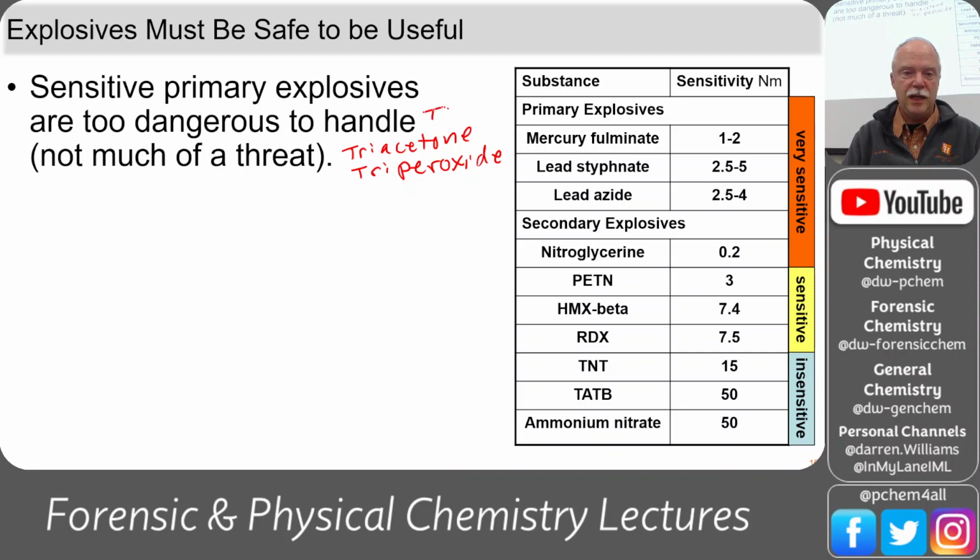I'm going to write that out. TATP. In the hardware store. All you need is battery acid, acetone, and hydrogen peroxide. Okay. I'm not going to tell you the concentrations or the procedure or anything like that because I don't want you to blow your hand off.